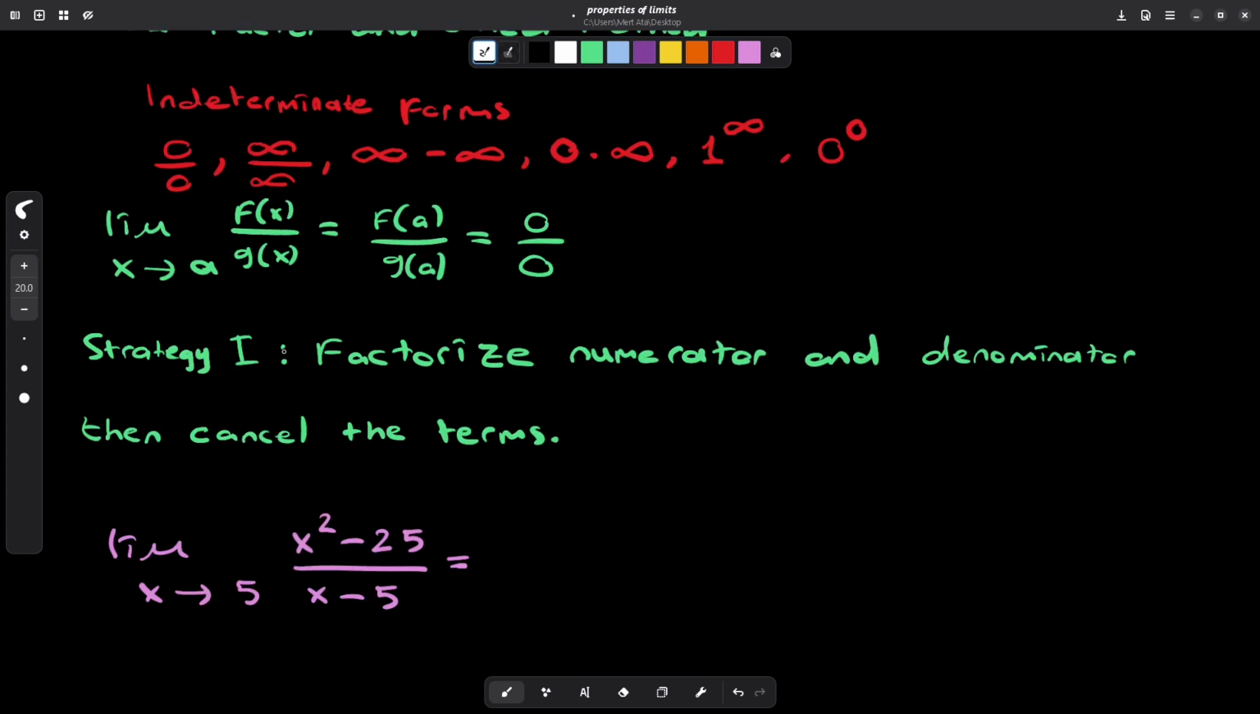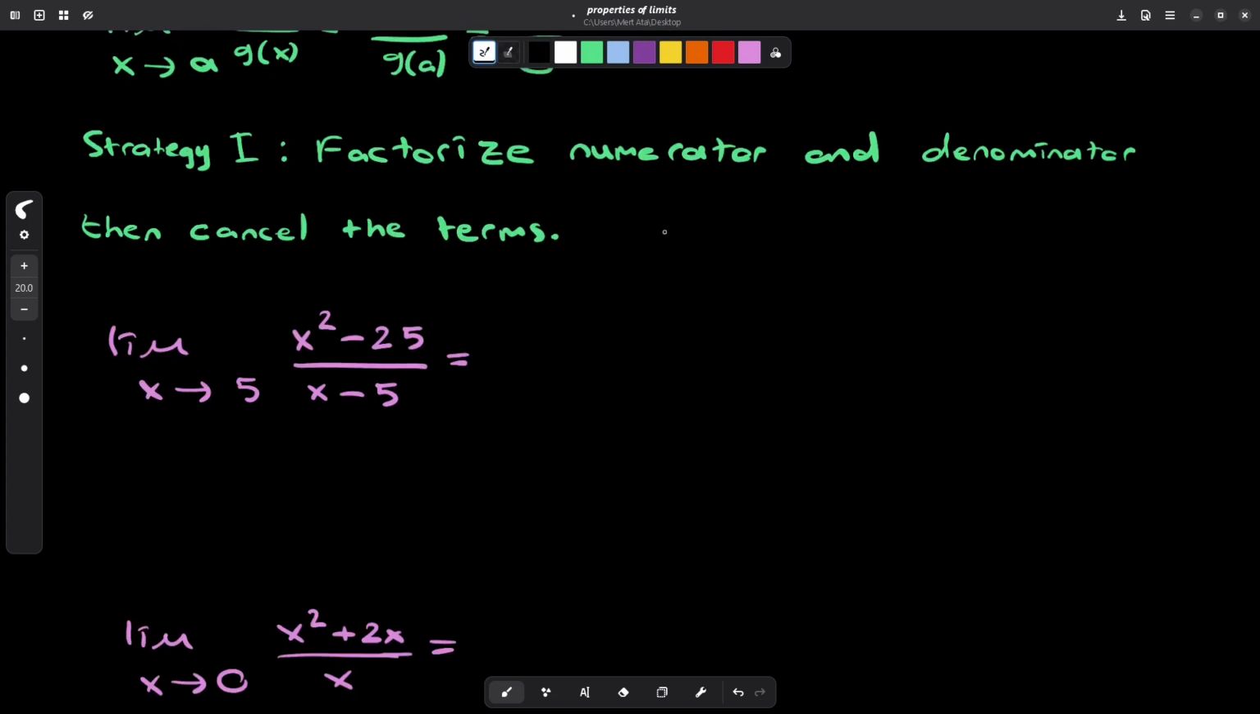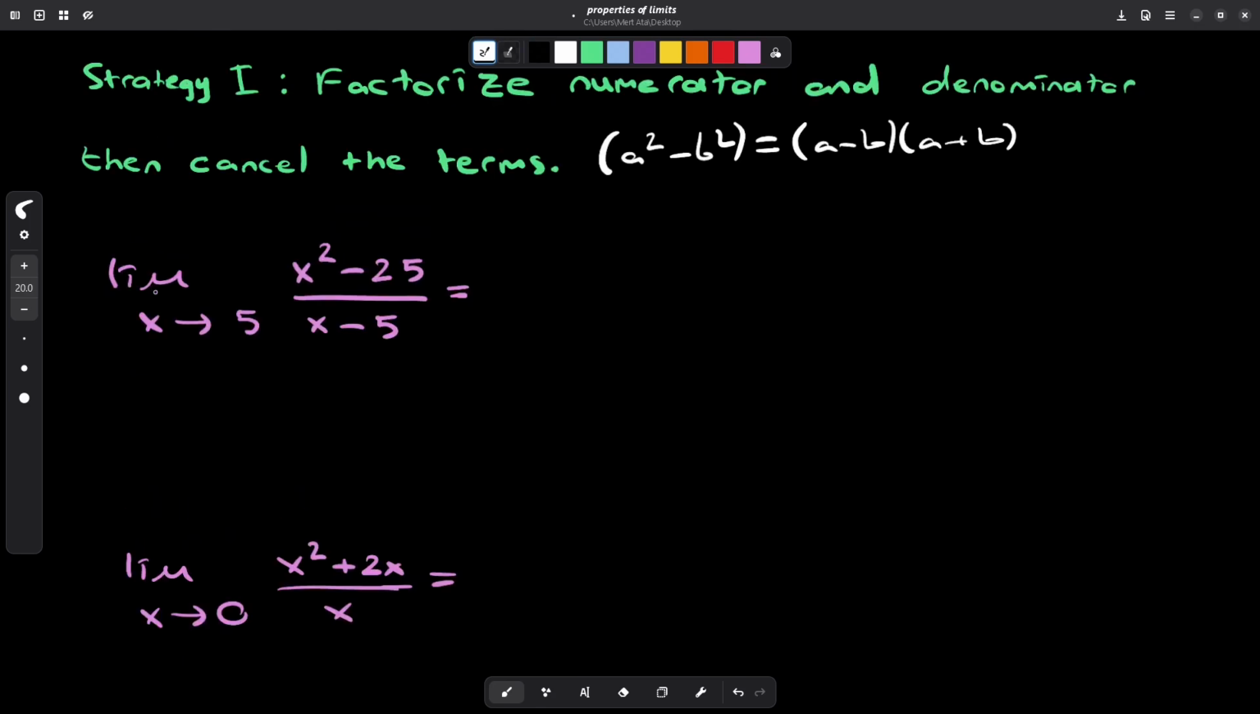Our first strategy is to factorize the numerator and denominator, then cancel the terms. Of course, we have a famous equation from high school again: a squared minus b squared is a minus b multiplied by a plus b. Limit of x squared minus 25 over x minus 5 as x approaches 5.